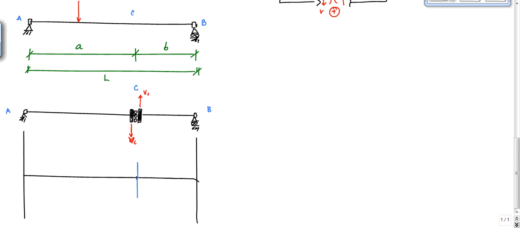And essentially, I have to respect the boundary conditions at A and B. So that means point A cannot move, point B cannot move. And so my deflected shape here would be that this member right here would rotate down and look like this.